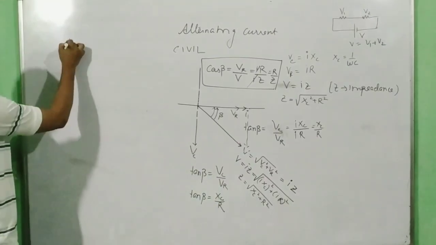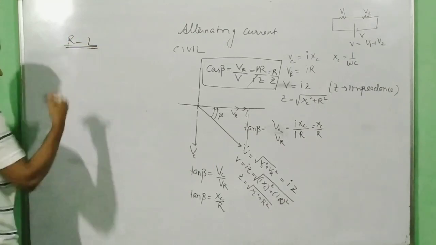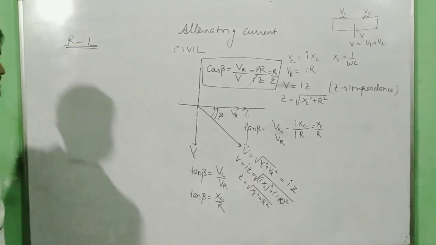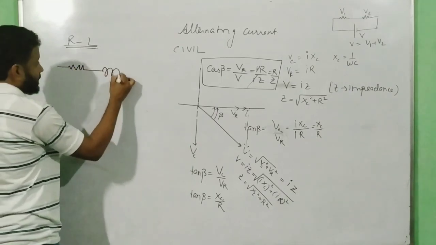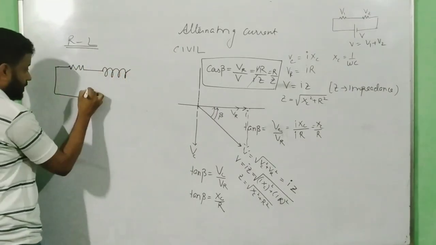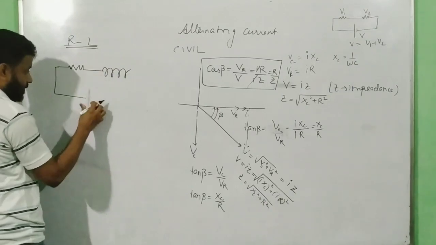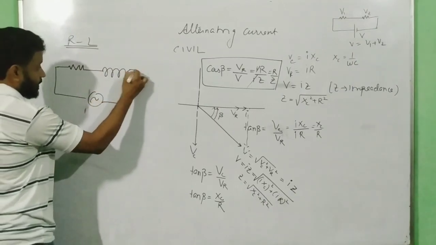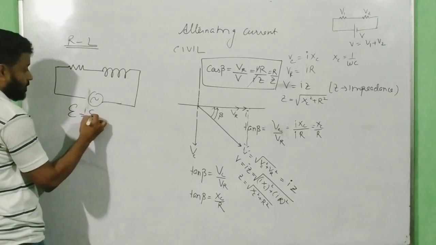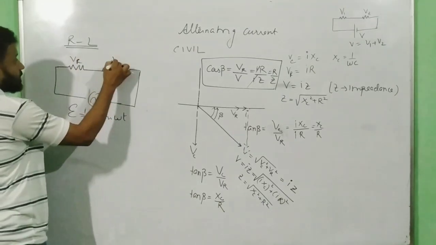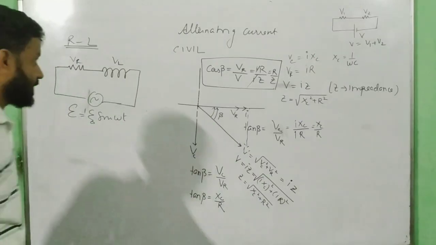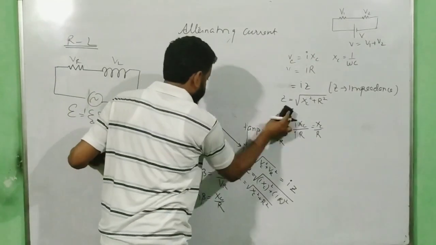Now we are going for the RL circuit, and now it will be easy for you to follow up. In the RL circuit, let us say this is my resistance and this is my inductance. In this AC circuit, consider that E is equal to E naught sin omega t given to you. This is my VR and this is my VL. Now let's start with the phasor diagram. How will the phasor diagram look?